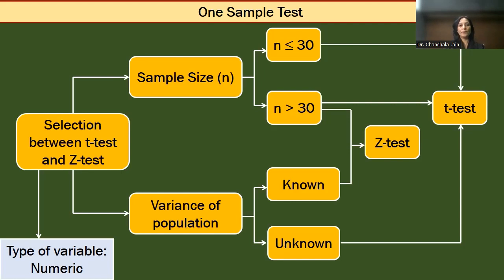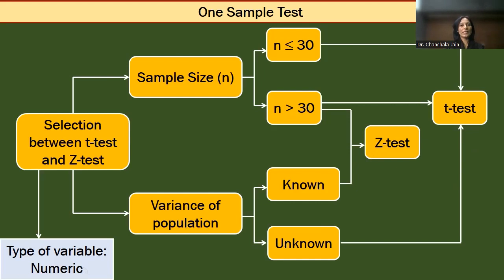If you are having the sample size less than or equal to 30 (n ≤ 30) and your population variance is unknown, in that case we can use t-test. But if your sample size is greater than 30 and you know the population variance, in that case the appropriate test is the z-test. But when the sample size is greater than 30 and still you do not know the population variance, in that case also we can perform t-test.